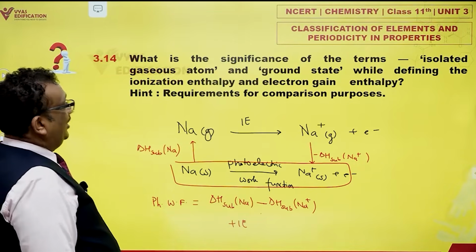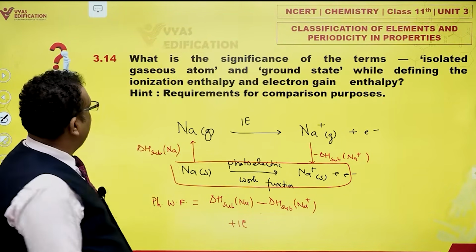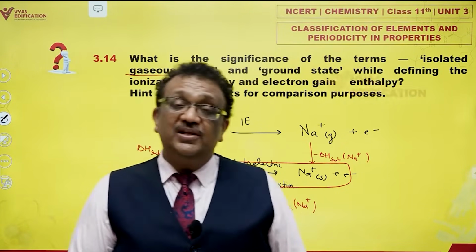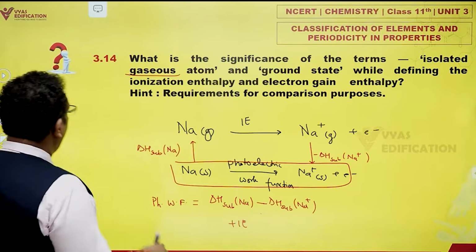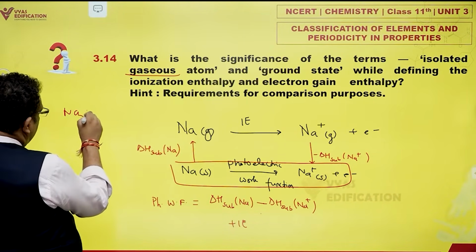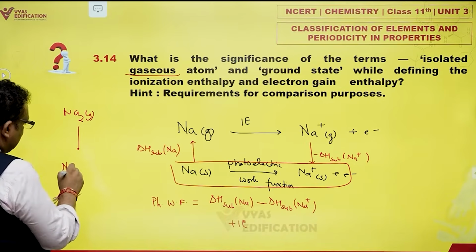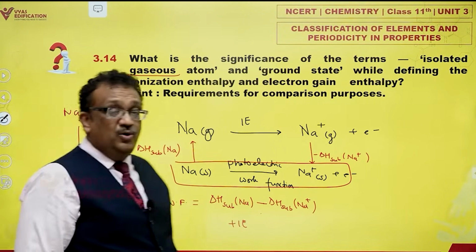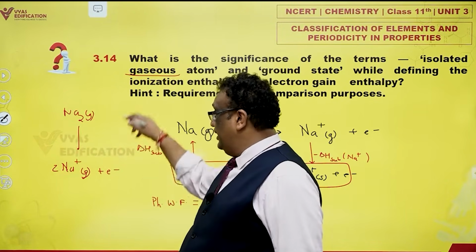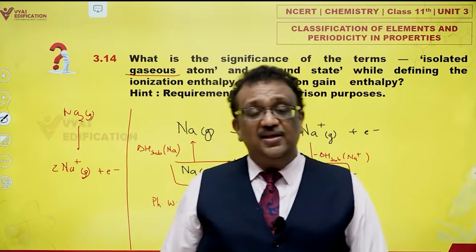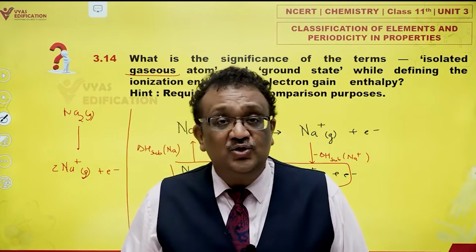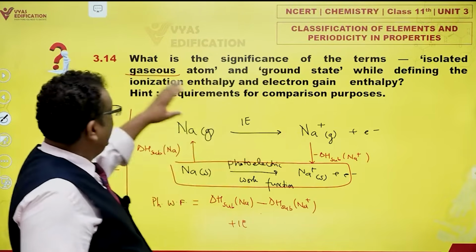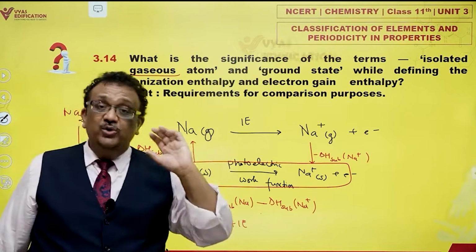So when they say isolated gaseous atom, is the word gaseous necessary? Very necessary. Why isolated? If it is not isolated, say for example, if I have Na2 gas giving me Na plus gas plus electron, then during ionization I am also supposed to break the Na-Na bond. That is an additional nuisance, extra energy, so I'll keep on getting different values. Unless I have an isolated gaseous atom, I will not get a unique number.